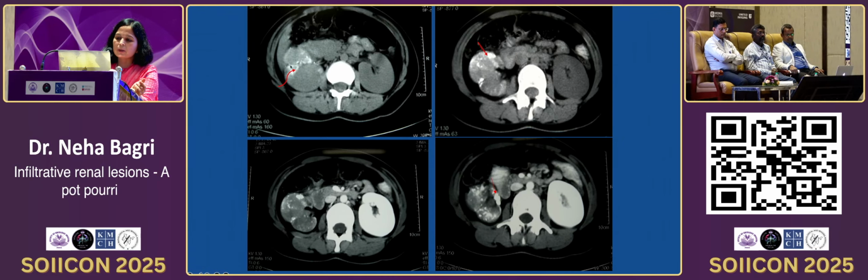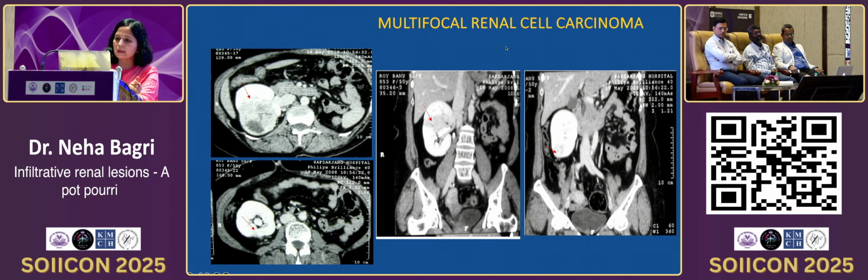So another one, presence of calcifications on plain scan, you can say gross chunky calcifications. So calcifications do not rule out malignancy, they rather favor RCC in a mass. So this is how they can present in a calcified way.